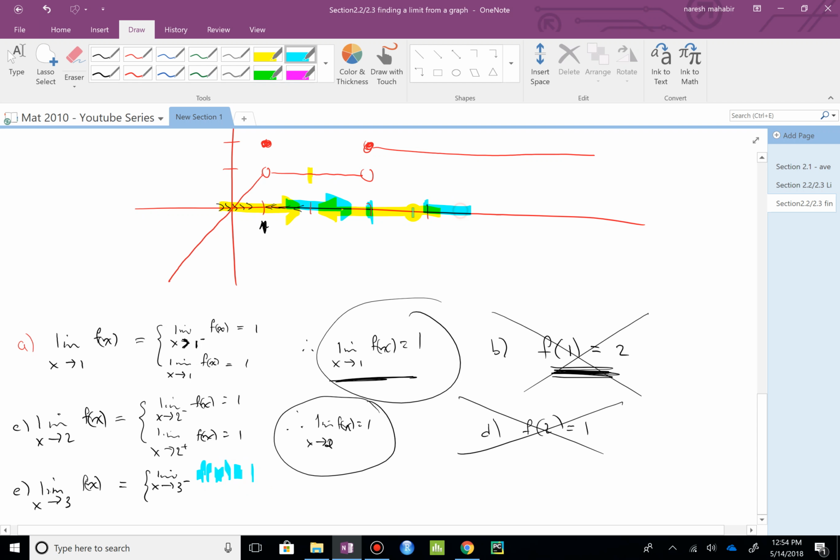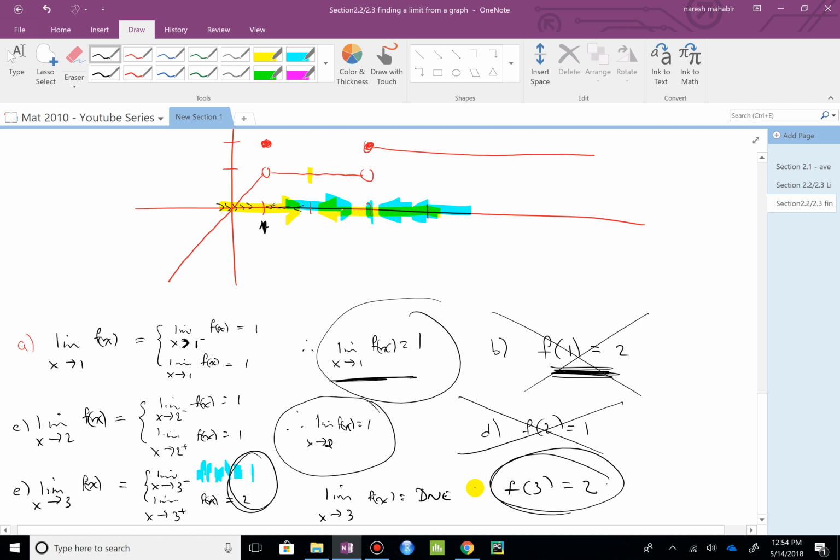Right? Now let's approach from the right side. Looks like it's going to go to 2. Limit as x approaches 3 from the right-hand side. The y values are going to stay at 2. Well, are they the same? Nope. So what's the conclusion? The limit as x approaches 3 is inconclusive, i.e. does not exist. Okay? Look, the limit doesn't exist, but f of 3 clearly has an output at 2. So again, the output has nothing to do with the limit.